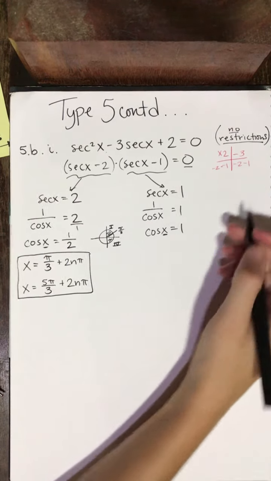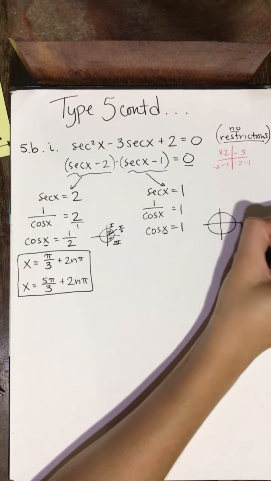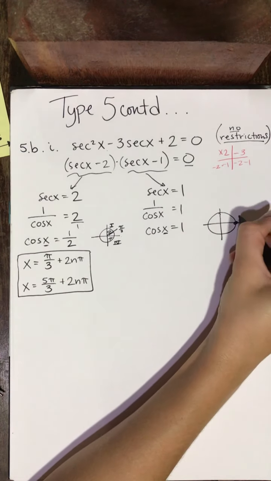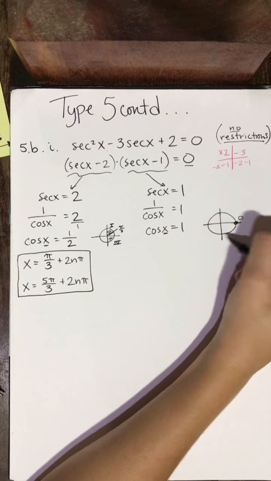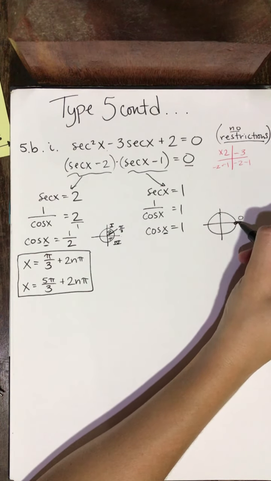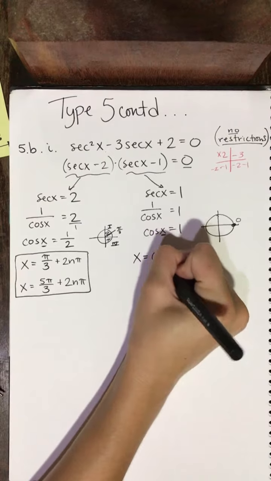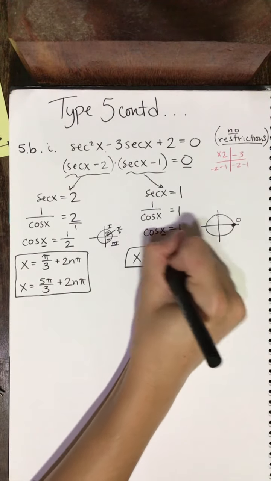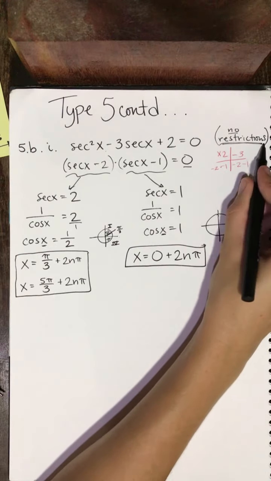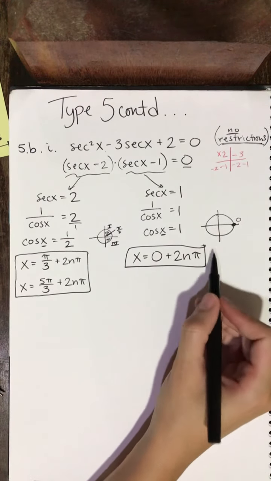Now we got to deal with cosine. So cosine of x is equal to 1. Over here, that's at 0. We can also be at 2 pi. We can also be at 4 pi. We can also be at 6 pi. So x is equal to 0 plus 2 n pi. So remember, when you have no restrictions, you got to add that 2 n pi.